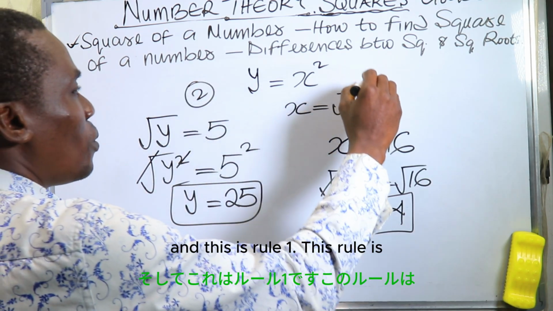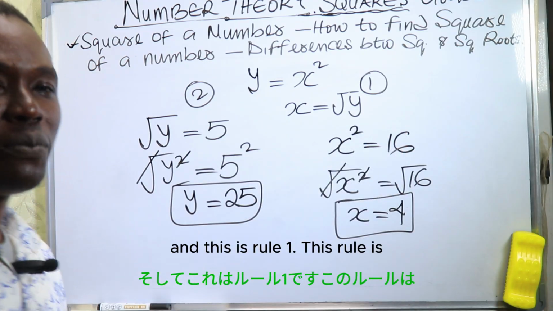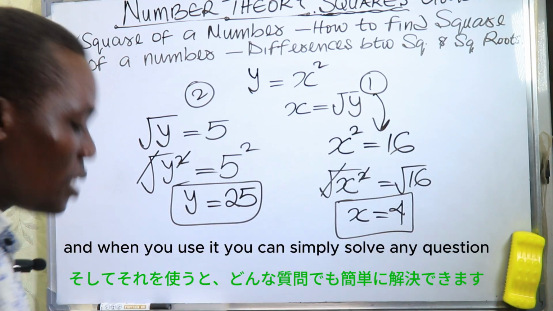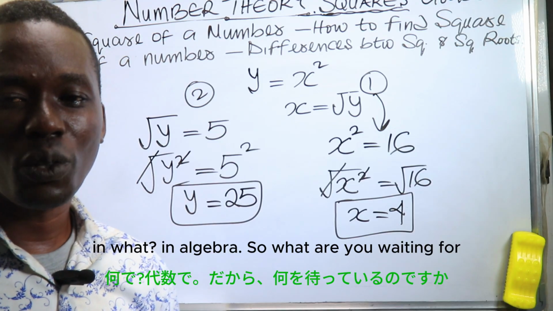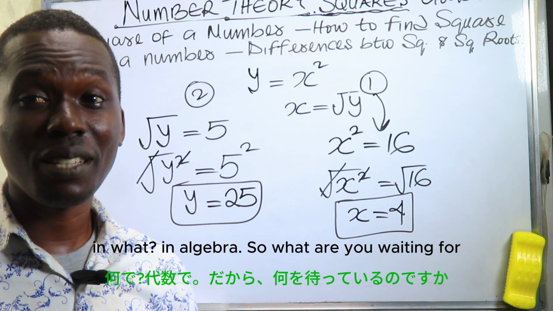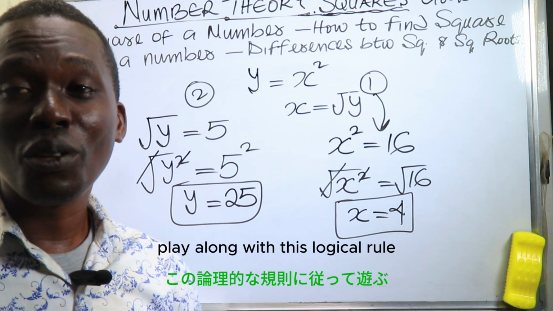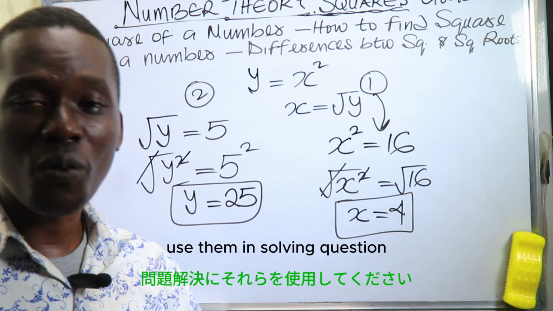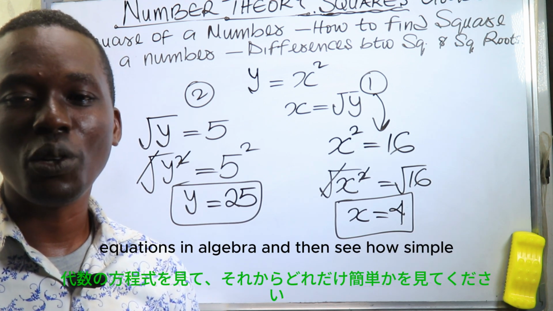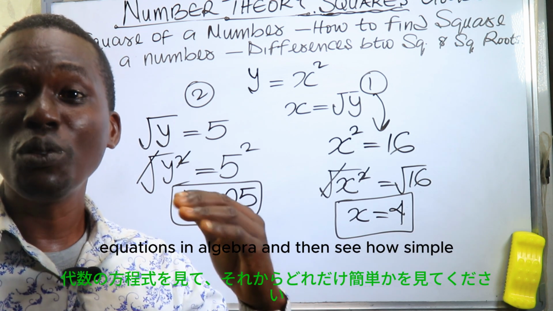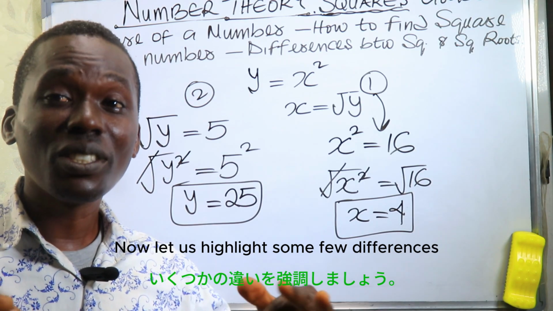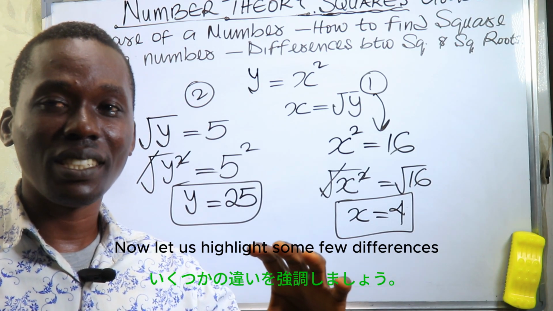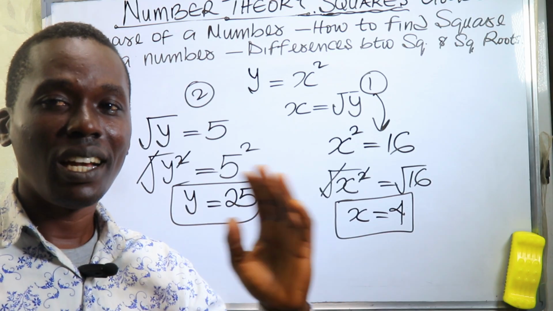And this is rule 1. This rule is very unique, and when you use it, you can simply solve any question in algebra. So, what are you waiting for? Play along with this logical rule, use them in solving equations in algebra, and then see how simple algebra will be for you.